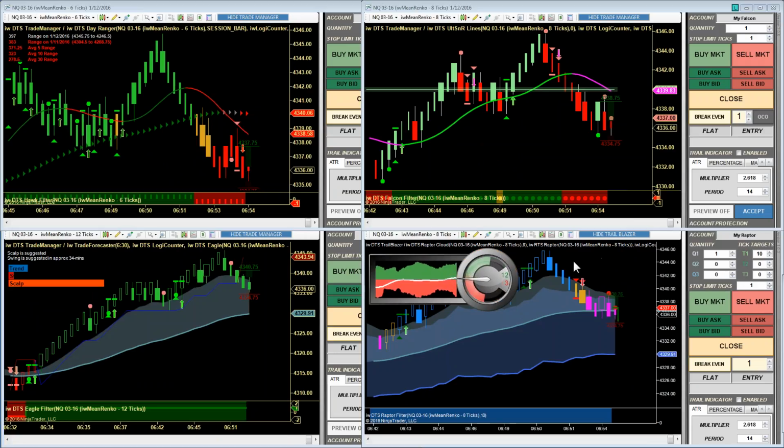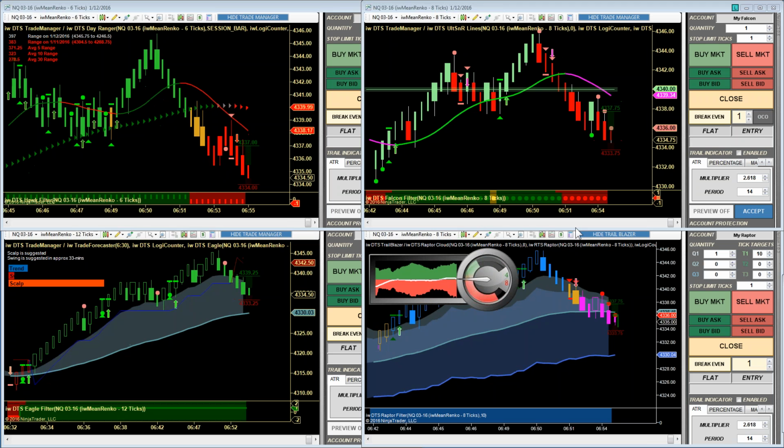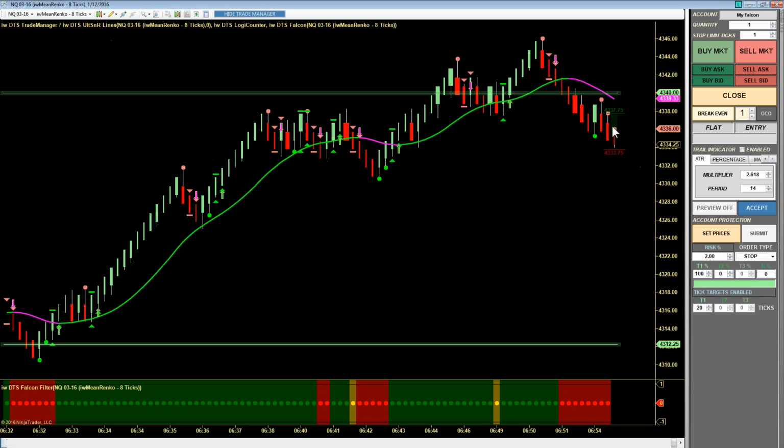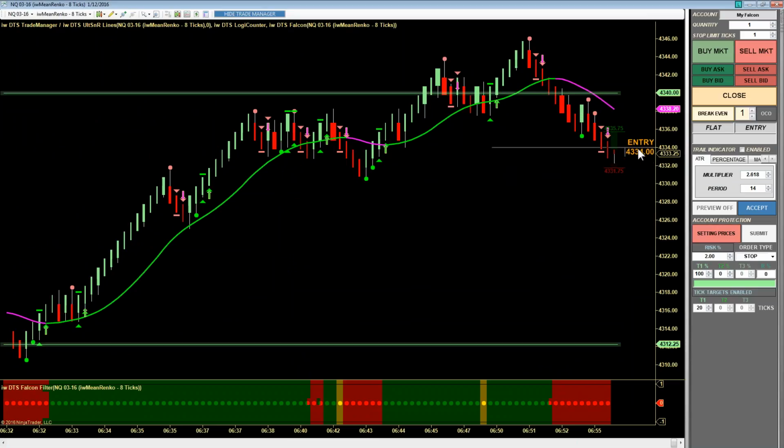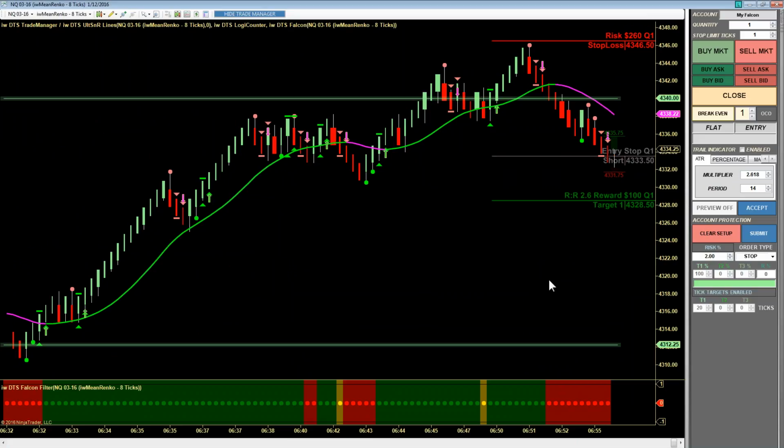All right, so do we have a test of the extreme yet? Kinda, sorta, maybe. Not a real clean one. We're getting some sell signals here. So we do have a proper trend change signal now on the Falcon. Oh, and it's kind of flipped on the signal. Problem is, I would have to cover it right up here in order to make this work.